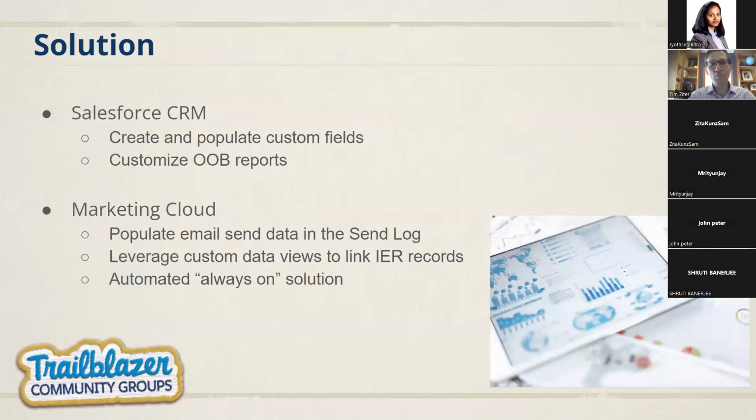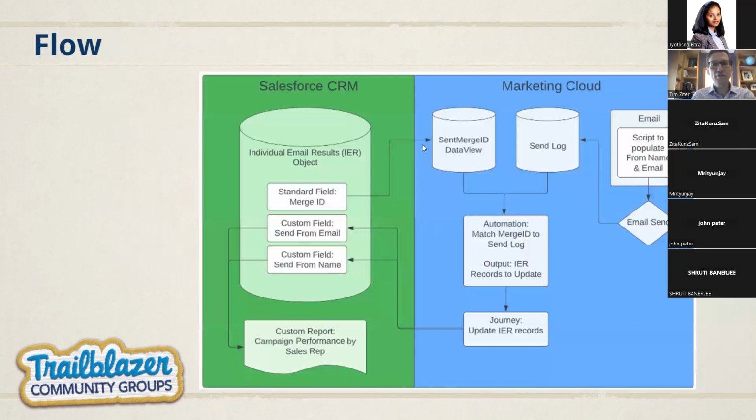They're looking to pull in those custom fields like JB had said from Marketing Cloud into the Salesforce CRM environment to customize those out-of-the-box reports. And in the Marketing Cloud environment, they want to populate on an ongoing basis this email send data in a send log that can make it easy, and in addition to leveraging this custom data view data to populate those individual email results records on an ongoing basis. And then most importantly, they wanted to create an automated, always-on solution that's just always running in the background, populating that data.